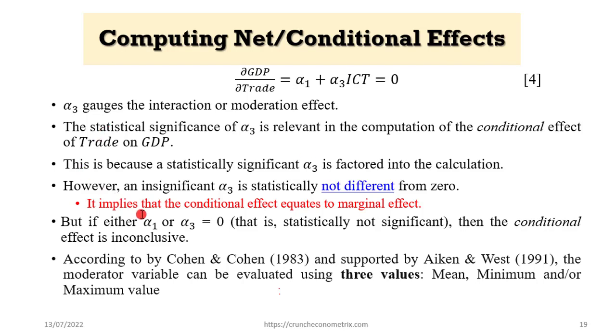But what if alpha 1 or alpha 3 equals 0? That is, what if either of the coefficients are not significant? Then the conditional effect is inconclusive. I mentioned this before that according to Cohen and supported by Aiken and West, the moderator variable can be evaluated at 3 values: mean, minimum, or maximum.